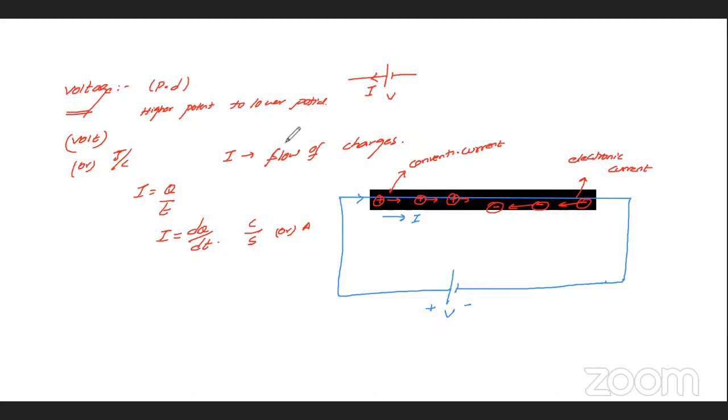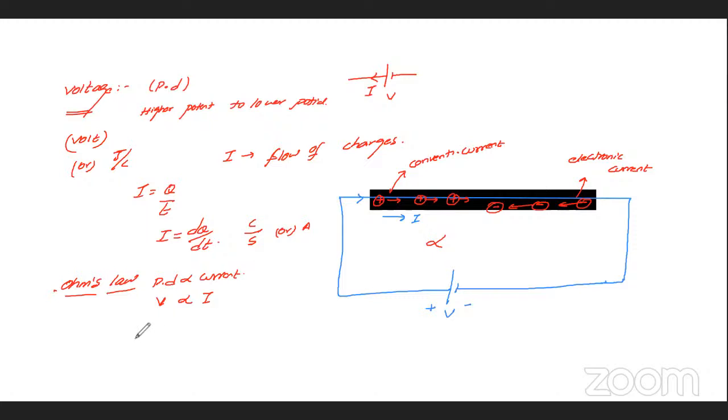Now, the next one is your Ohm's law. So what is Ohm's law? Anyone? V is equal to IR. Yes, correct. So the current flowing through a conductor is directly proportional to your potential difference. Remember, current flowing through the conductor is directly proportional to your potential difference. So we can say that V is directly proportional to your current.